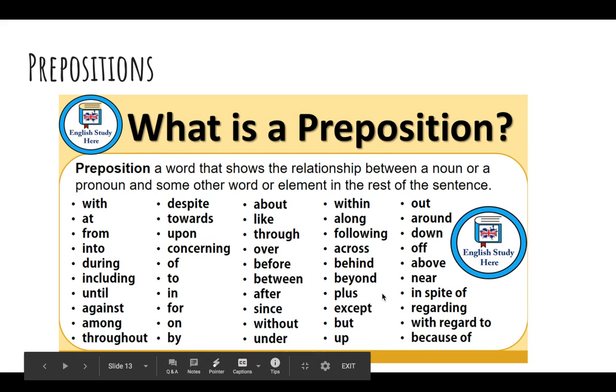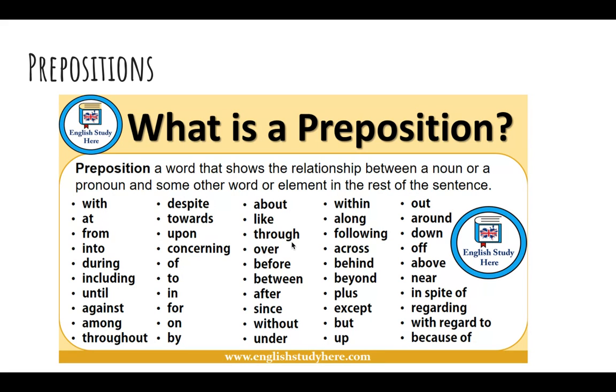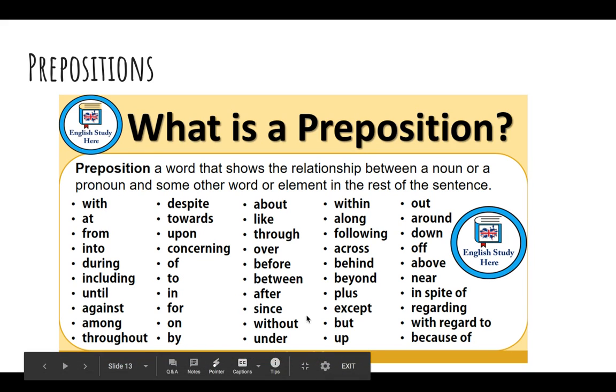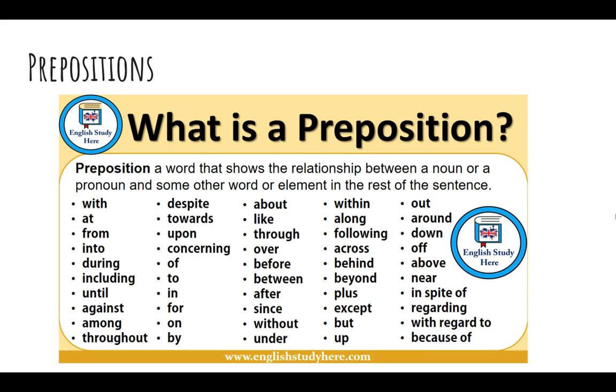Let's see. The boy walked through the door. The preposition would be through. Let's see, what's another one? Well, here's some examples. So we have the preposition, and that is the word that tells you where, the relationship between the noun and the rest of the sentence.